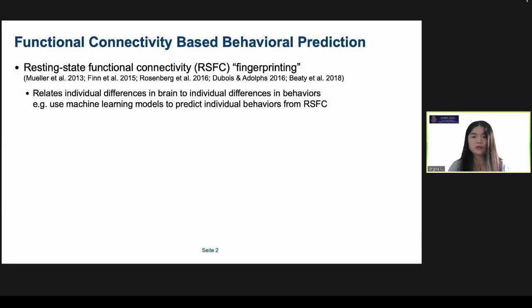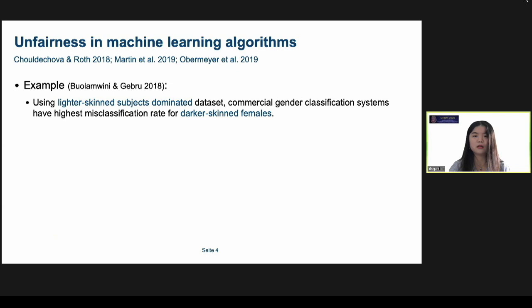Recently, there has been increasing research interest in relating resting state functional connectivity data to behavior measures. These studies focus on the association between inter-subject variation in functional connectivity and the individual differences in behaviors. Usually, this relationship is studied on the whole population.